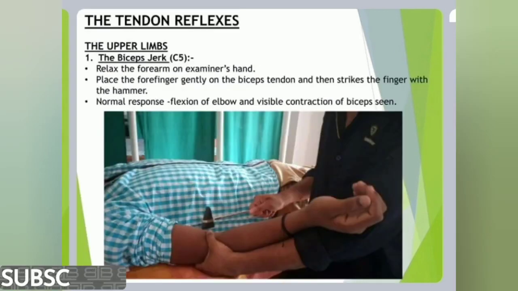Let's see the reflexes of the upper limb. First one is the biceps jerk, C5. Now see the patient position. Relax the forearm on the examiner's hand. Place the forefinger gently on the biceps tendon and then strike the finger with the hammer. Normal response is flexion of the elbow and visible contraction of biceps seen.